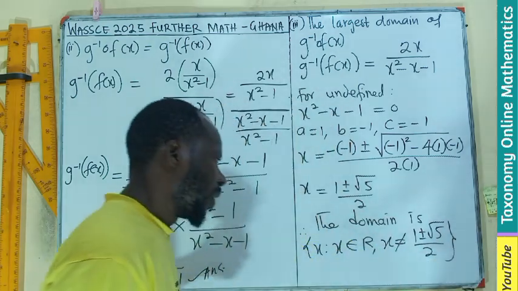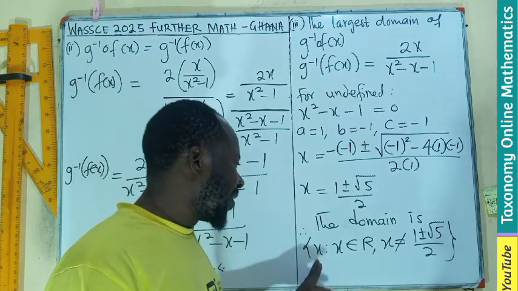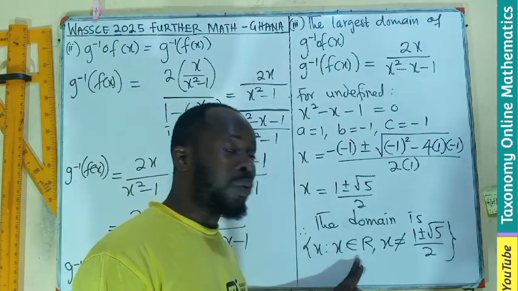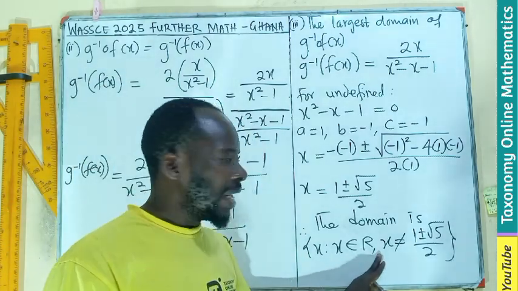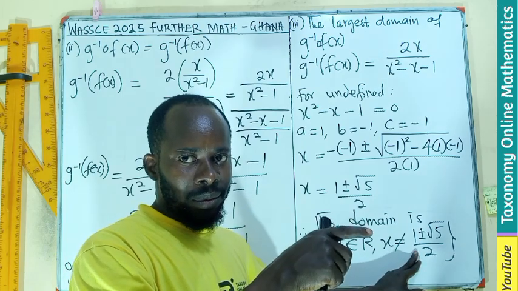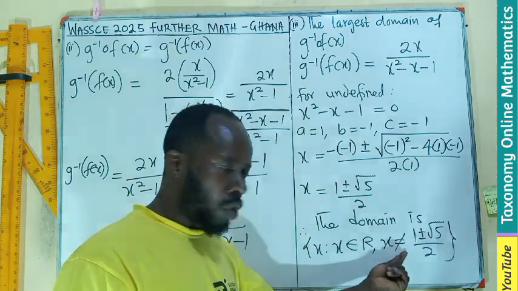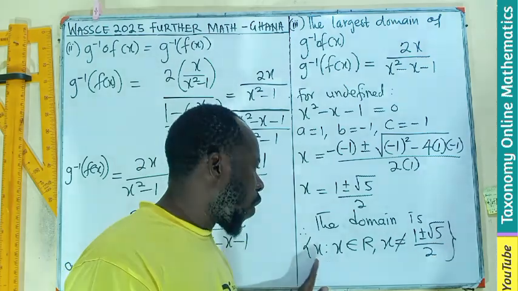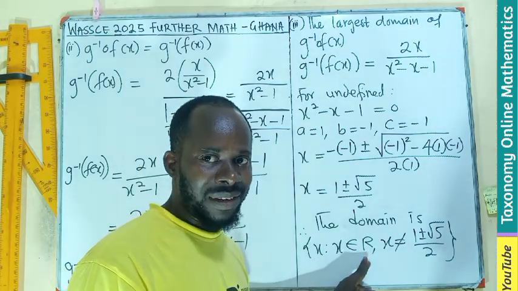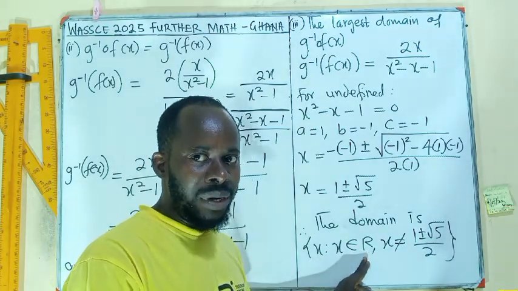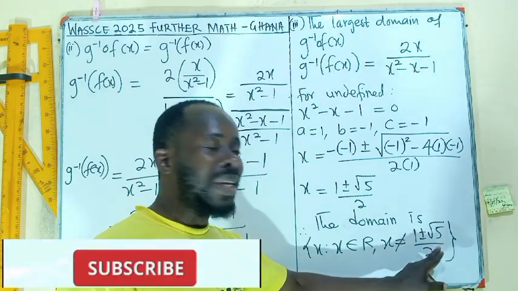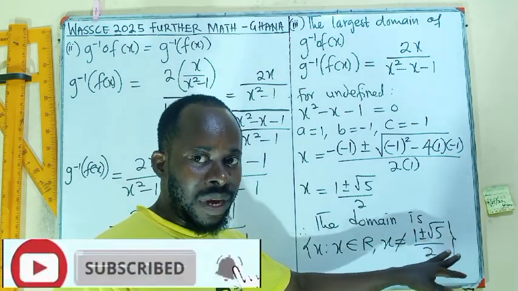We can also state it as the set of x such that x belongs to real numbers except x equals this, or x is not equal to it. It means x can be all real numbers with the exception of these very two answers you're going to get.